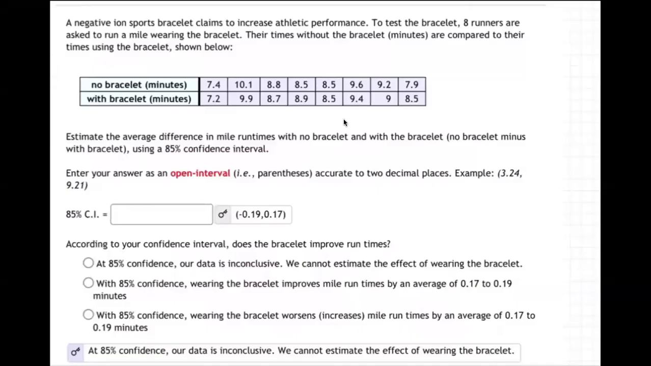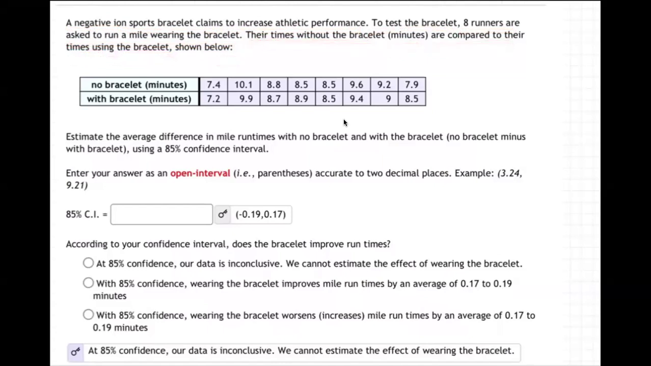Okay, this example says a negative ion sports bracelet claims to increase athletic performance. To test the bracelet, 8 runners are asked to run a mile wearing the bracelet. Their times without the bracelet in minutes are compared to their times using the bracelet shown below.